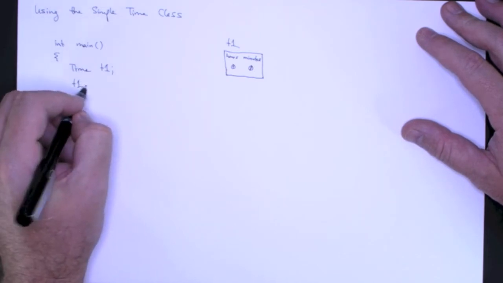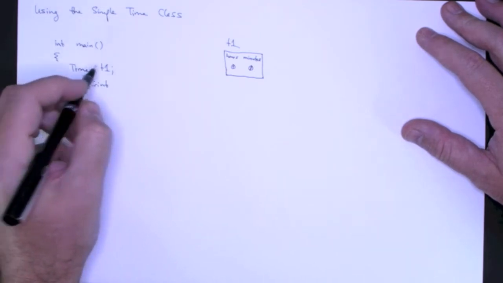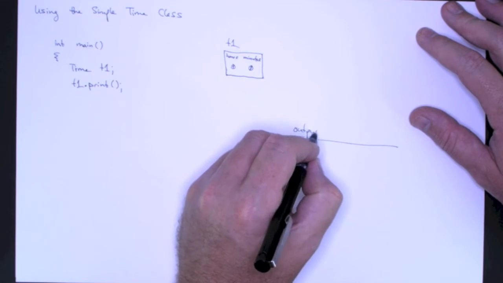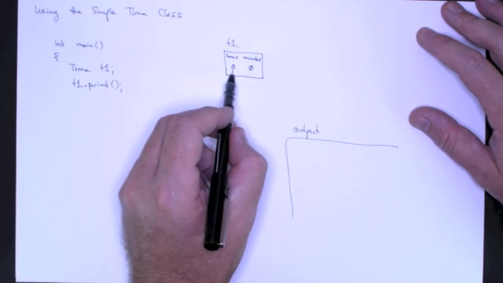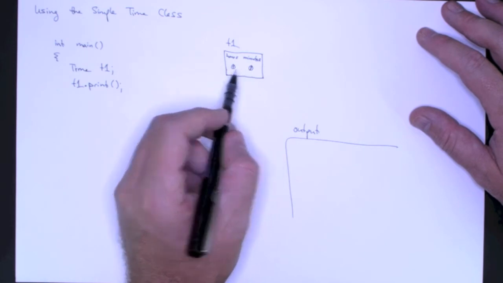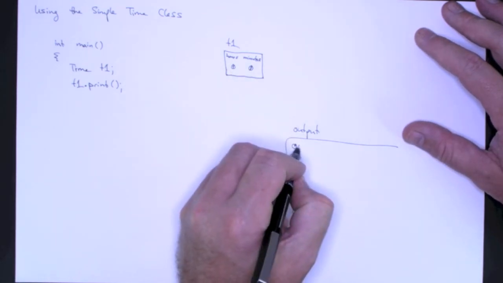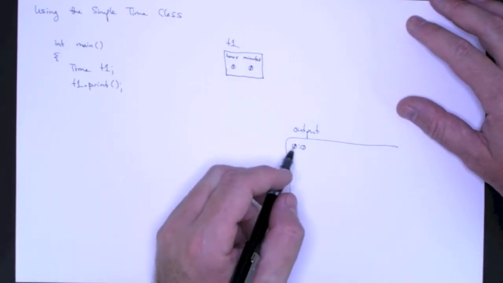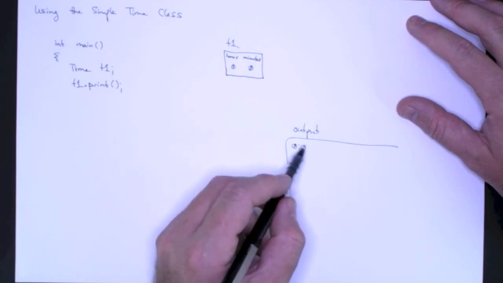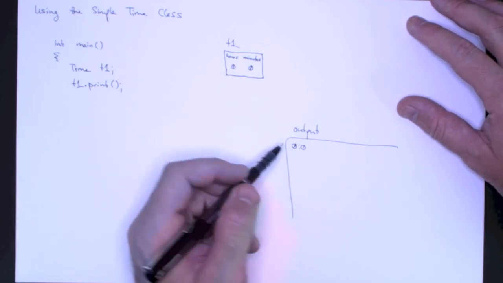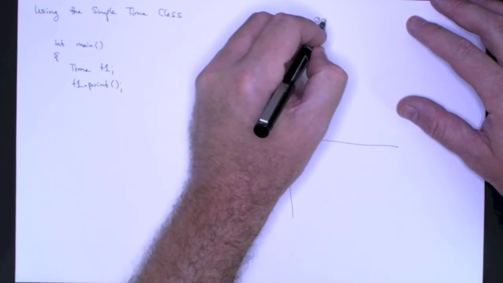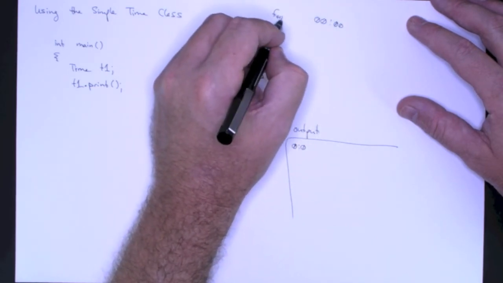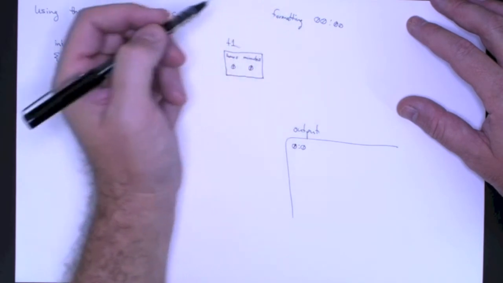So if I have T1 and I write print, then in terms of my output, it's going to call the print method, which prints the hours separated from the minutes using a colon. So we'll see something that looks like this. Now, don't worry about the formatting right now. We'll get to the formatting a little bit later. Maybe this should be printed using 2 zeros if we're talking about real military time. But this is a formatting issue, and we'll get to that a little later.